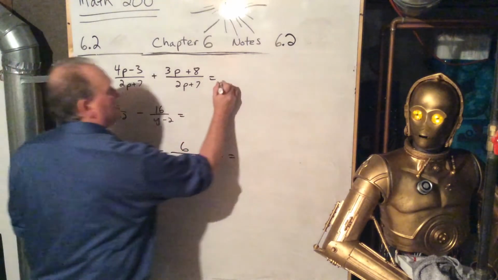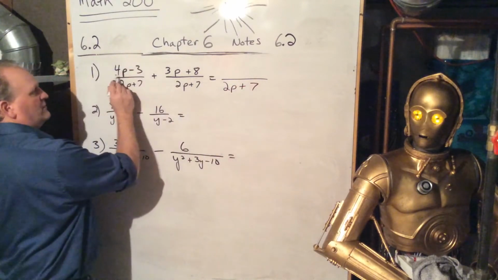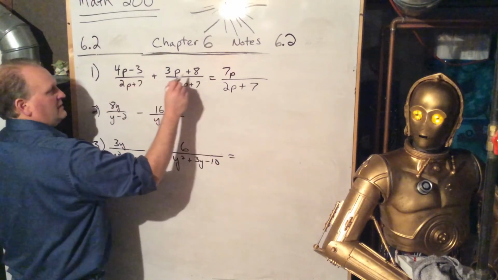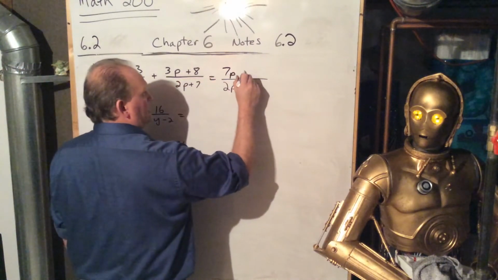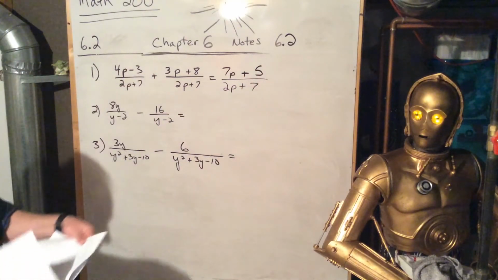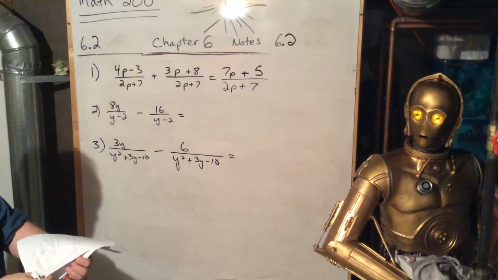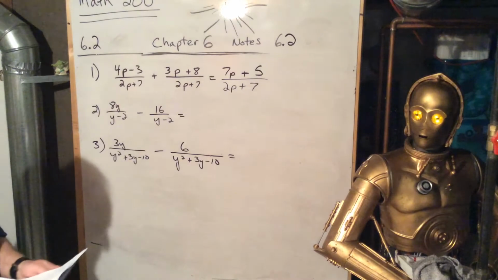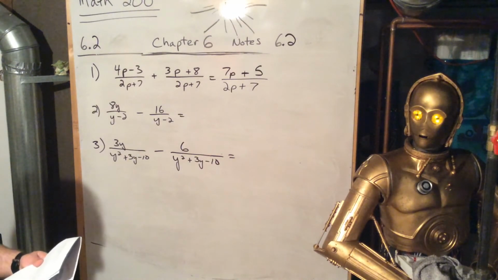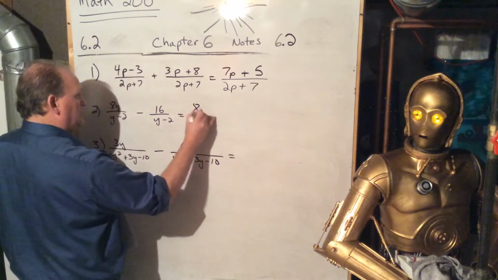They're already common denominators. So all we have to do here is 2p plus 7 on the bottom, and then 4p plus 3p is 7p, and negative 3 and 8 is plus 5. And that's it for that one. That was a pretty easy problem to start with. So when they have like denominators already, it's kind of easy. Let's take a look though. Of course they're not going to leave it easy.